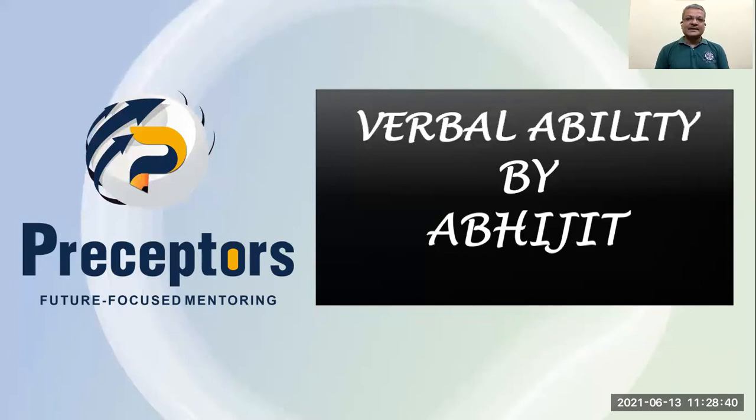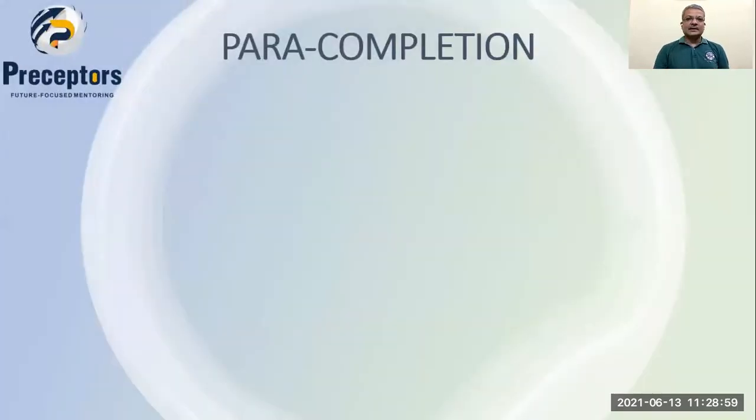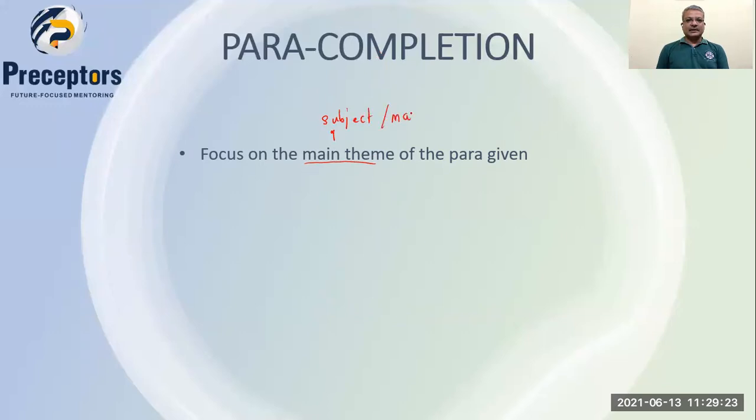Without much ado, let's get to the topic at hand. Like I said, we were talking about a paragraph given, and one of the sentences, usually the last sentence, is missing, and you are challenged to find out the correct option. Now, how do you go about it? How do you actually figure out which is the correct option? The first thing you need to do is focus on the main theme. What is the subject matter of the paragraph given? Subject or main idea. Focus on that because your answer would take that into relevance, and therefore it's pretty important.